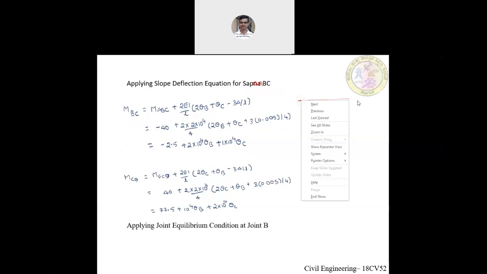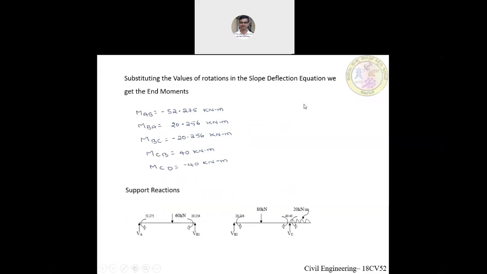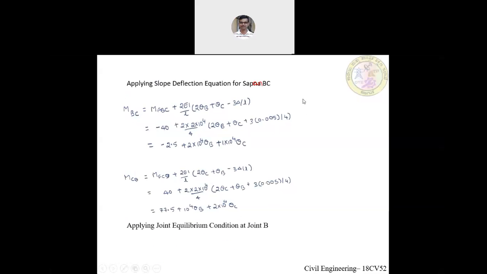Now if I just write the second span, which is BC, and consider the sinking of support for span BC, B is sinking. In order to make the rotation at C equal to 0, the moment should be applied like this. Now the beam is going to deform in this fashion. There would be a moment which gets applied here at joint B.